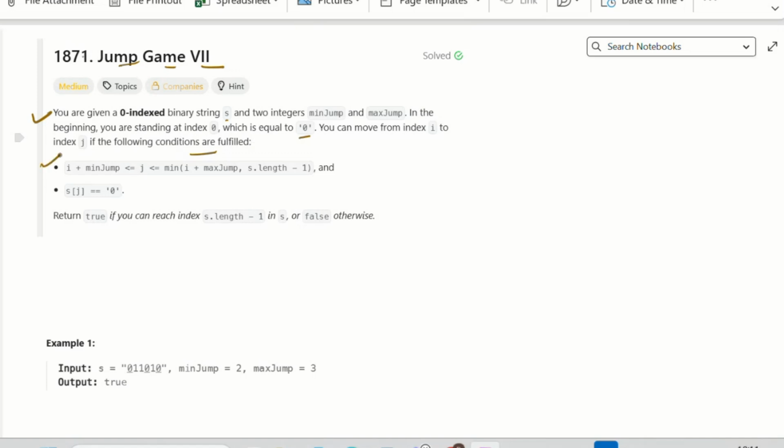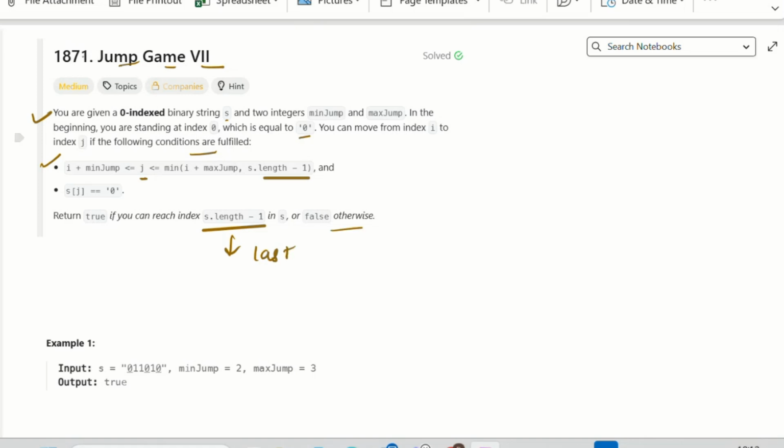What are the conditions? The first condition is that j should be greater than or equal to i plus minJump and less than or equal to the minimum of i plus maxJump and n minus 1, and s of j equals 0. Return true if you can reach index s.length minus 1, that means the last index in s, or false otherwise.